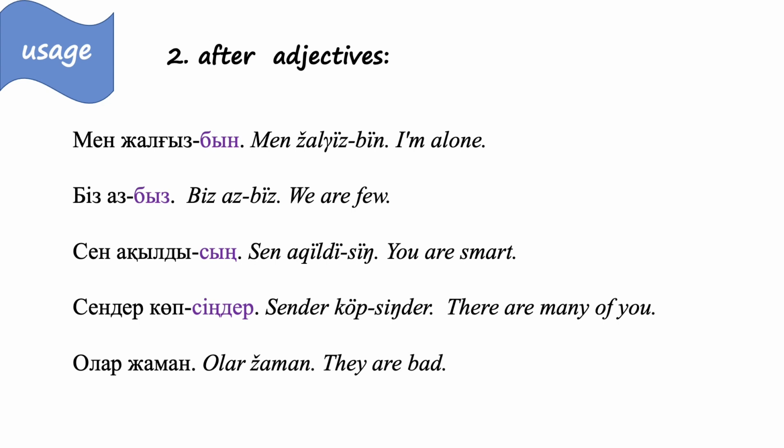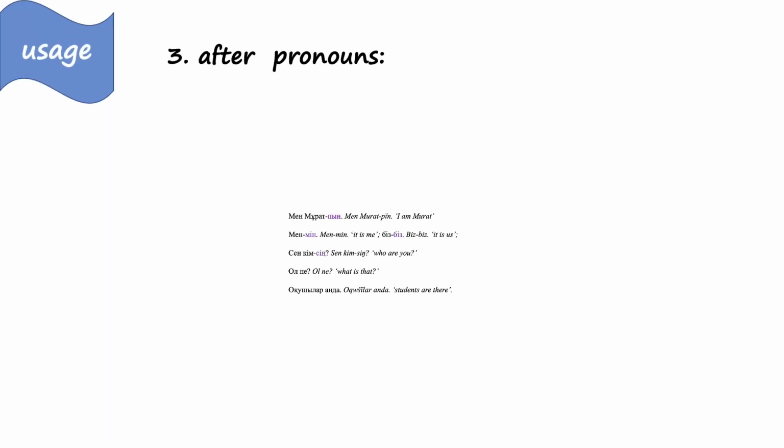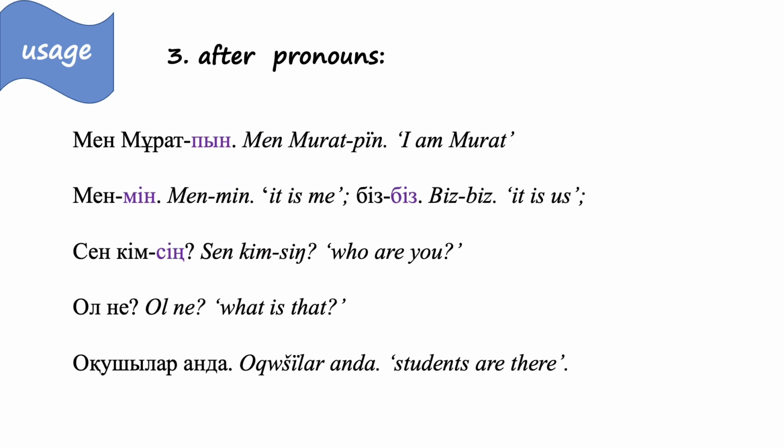Sen ақылдысың. You are smart. Sendер көпсіңдер. There are many of you. Олар жаман. They are bad. Thirdly, they can be used after pronouns. Example, men Muratpın. I am Murat. Menmin. It's me. Biz. It's us.